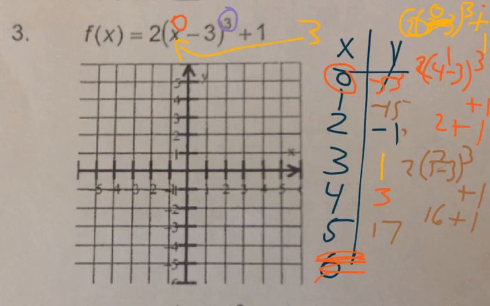I know I have 3, 1, which is about right there. Let me make that a little bit neater. 3, 1. And I know I have a 2, negative 1 right there. And I have a 4, 3, which is right there, and the 5 is 17, which is way up there. But anyways, guys, here is basically what my graph is going to look like. And any cube function always looks like that. It has that S shape to it.